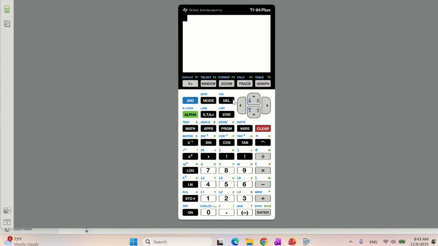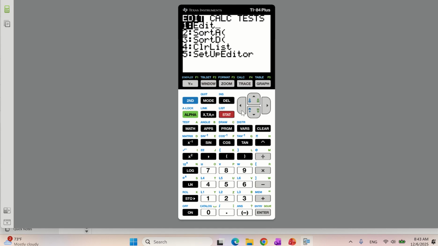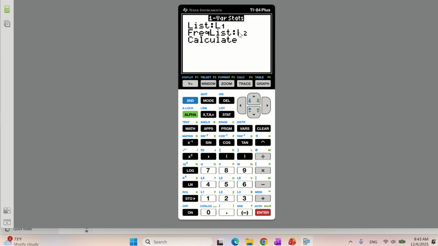Okay, and we're not going to use this for Pete's data. We're going to actually do this for the APGAR score, so that way I don't have to change the list. So we're going to go stat, edit, and remember the APGAR scores that we had from 0 to 10, and then the probabilities. So I'm just going to keep those. And then remember when we went to stat calculate, we went to one var stats, and then we selected list 1, list 2, right? We did that by doing second stat and then selecting the list.